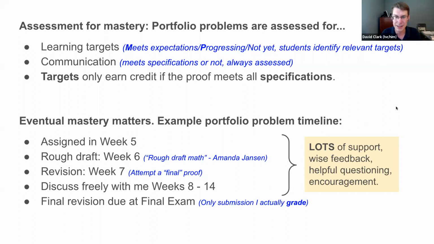All the weeks after that, I am freely available to talk with them about these proofs. And I've given them tons of support, feedback, questions, and so on along the way, but never any actual grades up until that point. Only at the final exam do they actually hand in their portfolio. And that's the only time I actually grade these. But of course, by that point, the feedback I've given has given them a really good idea of what they're solid on and what they aren't. Okay, so that's how the multiple opportunities thing comes out. It's really a long series of drafts, revisions, and a lot of feedback to support it. All right, next one, please.